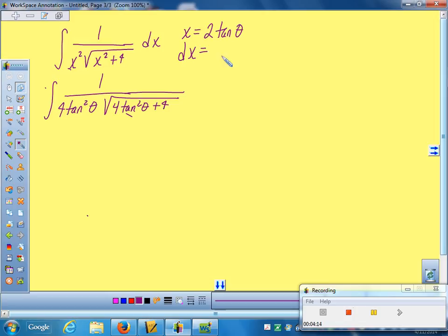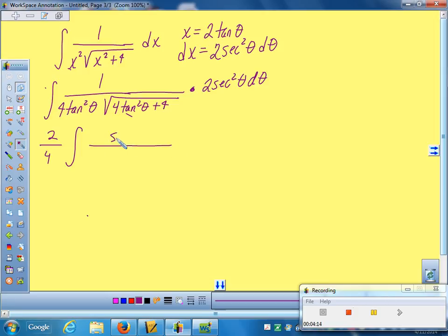Okay, so derivative of 2 tangent is 2 secant squared d theta. So out here then, the dx has changed to 2 secant squared theta d theta. Then usually some miraculous identities and canceling will happen. So the 2's coming out here, the 4's coming out here. We all good with that much?